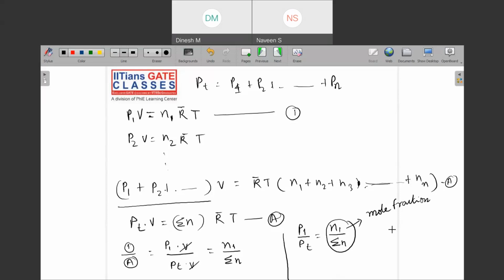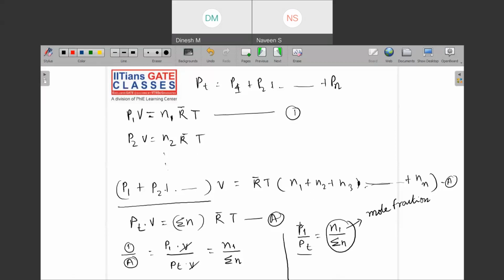So if you know the individual mole fractions, then you can find out their partial pressure. Let us say that if you know the mole fraction of gas 2, then you can find out its individual pressure. If you know the total pressure, you are also known with the number of moles. So this is also an important relation.